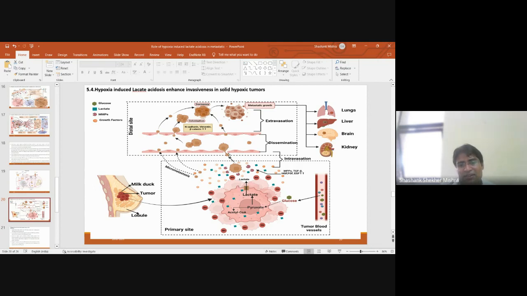And once it has taken entry into the blood vessel, it is disseminated throughout the body. From the blood it again reaches the target tissue. Once in the target tissue, again it takes entry through the blood vessels, through the endothelial cells, and once it has reached the lungs, the liver, the brain or the kidney, it starts colonization and eventually forms secondary tumors. So this is the basic mechanism of metastasis initiated through invasion by lactate.